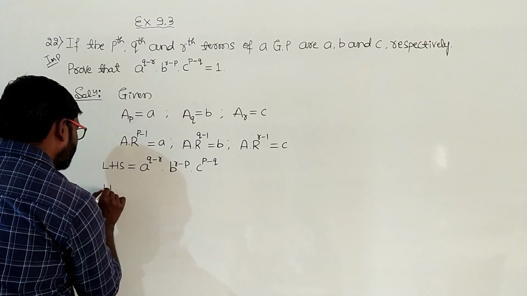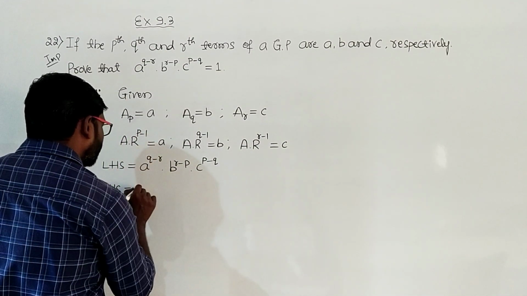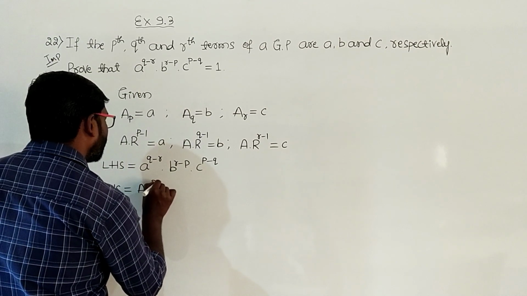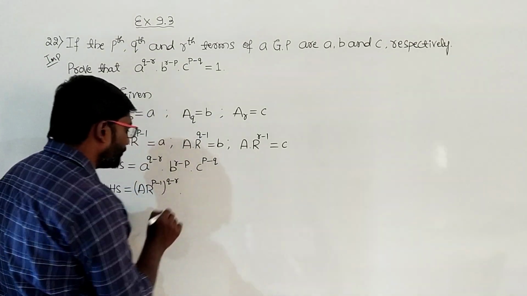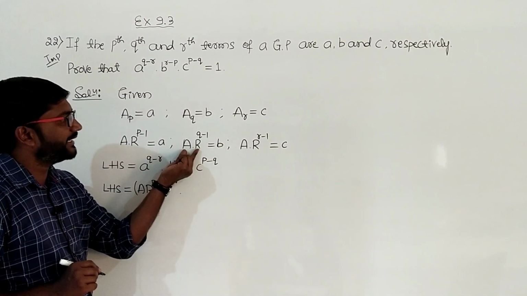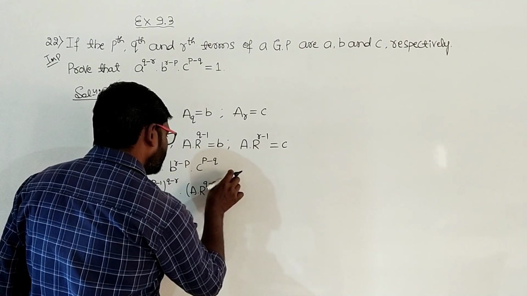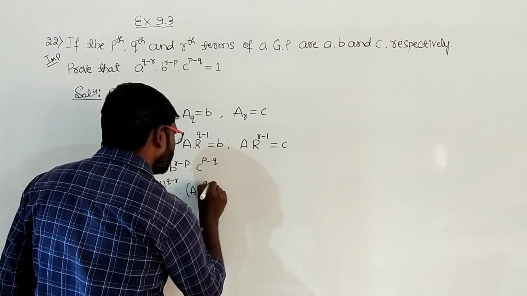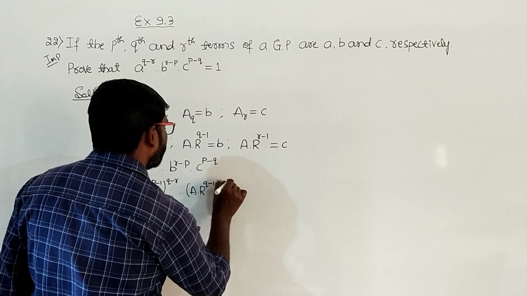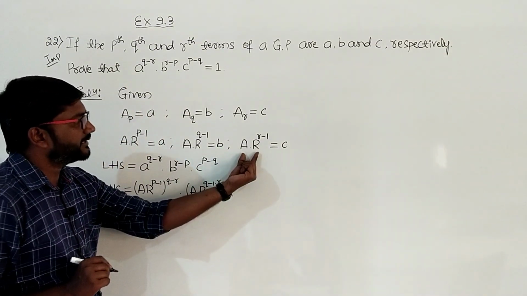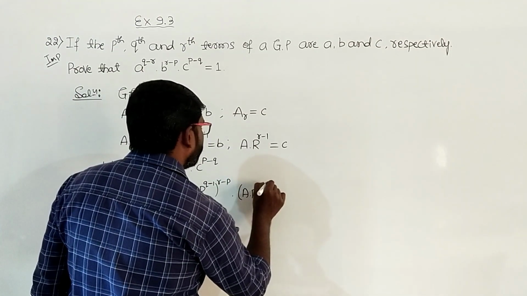So now the left hand side is equal to a. What is small a here? Small a is nothing but A into R raised to P minus 1. Substitute that: A into R raised to P minus 1, whole to the power Q minus R, then into b to the power R minus P. Small b is nothing but A into R raised to Q minus 1, whole to the power R minus P, into c to the power P minus Q. Small c is nothing but A into R to the power R minus 1, whole to the power P minus Q.